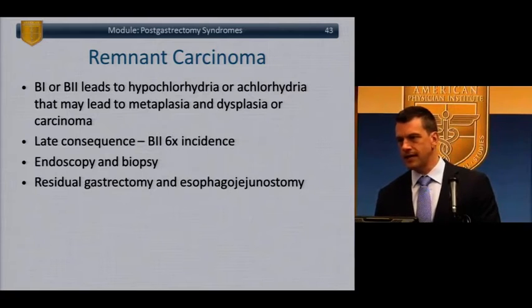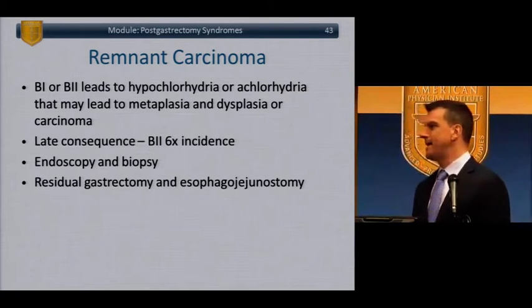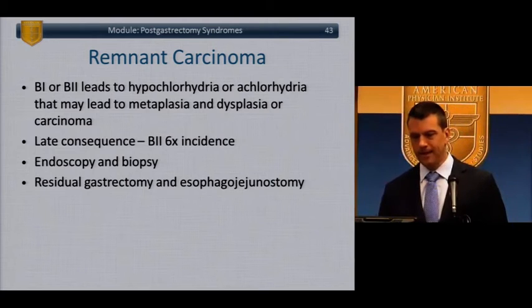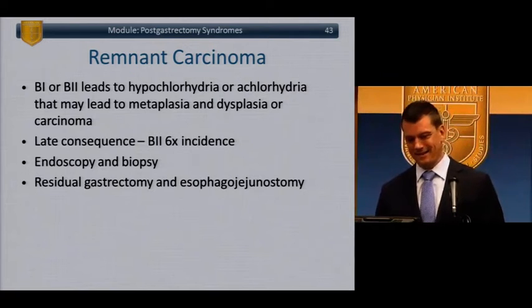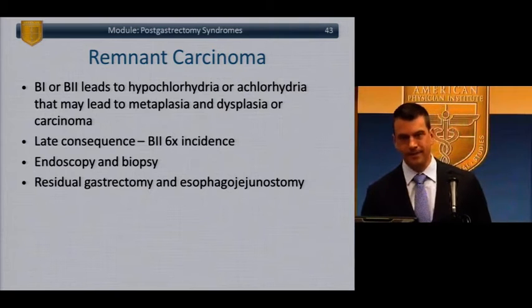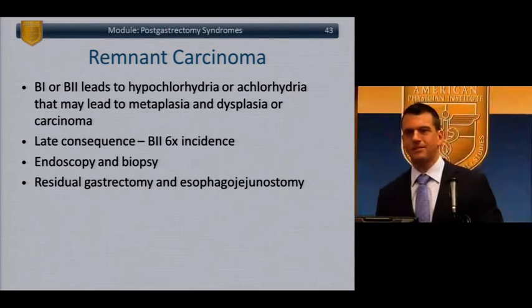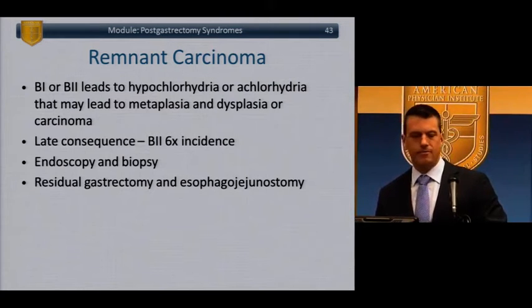Remnant carcinoma, again, pretty rarely seen. This is usually a Billroth procedure. You get achlorhydria or hypochlorhydria. It may lead to some metaplasia or dysplasia, which is later carcinoma. I don't know that I've ever seen this or heard of a patient with this. It's a late consequence. Billroth 2 has the highest incidence. Endoscopy and biopsy are the way to diagnose and see this. The treatment would be residual gastrectomy and esophagojejunostomy.